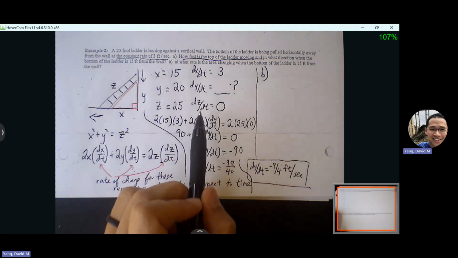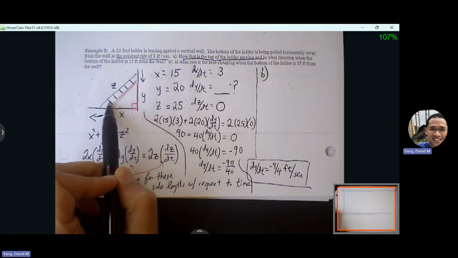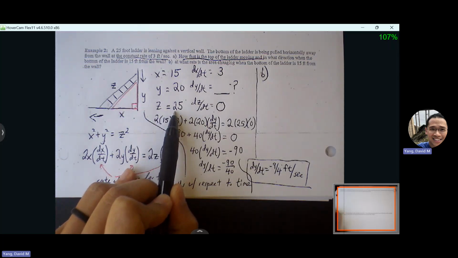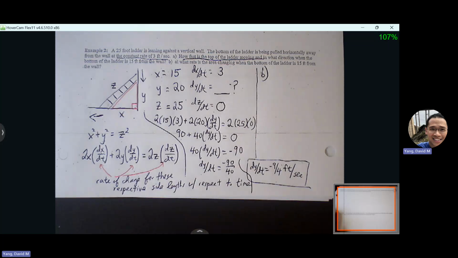Good. So 0 is talking about the rate of change of this hypotenuse. So the ladder is 25 feet at the beginning. Okay, how long is it at the end of the problem? Oh, yeah, the same. Okay, so if there's no change, then the rate is 0. Okay, any questions with part A?